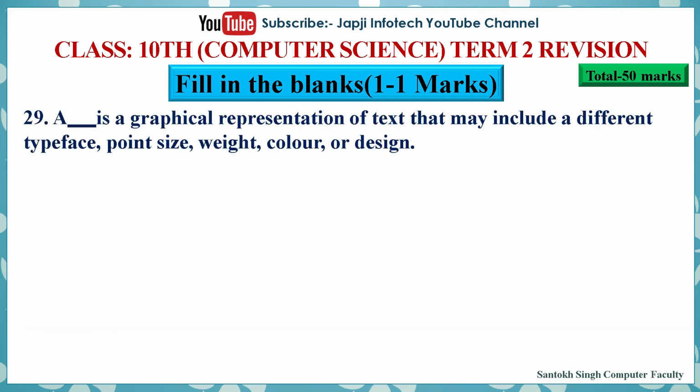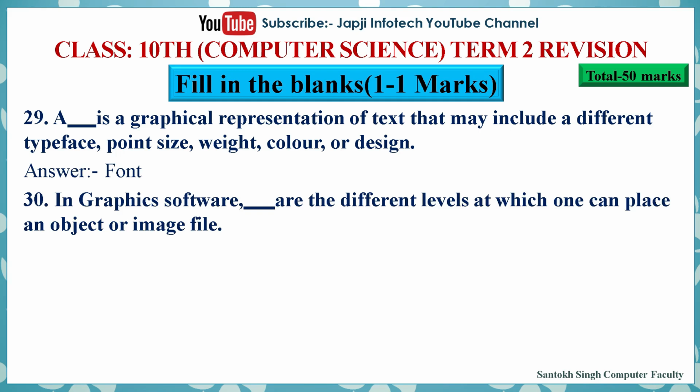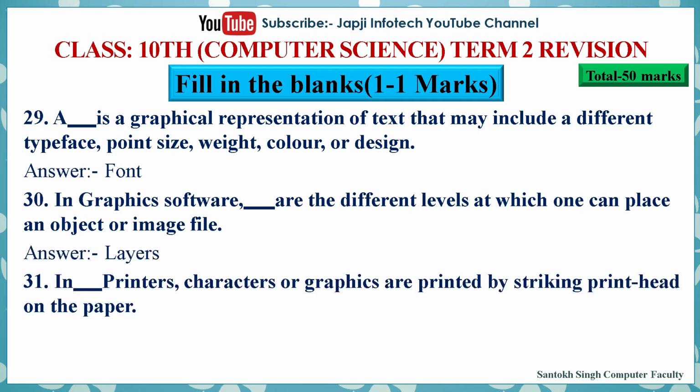And 29th one is a dash is a graphical representation of text that may include a different typeface, point size, weight, color or design. And the right answer is font. And 30th one is in graphic software dash are the different levels at which one can place an object or image file. And the right answer is layers. And 31st one is in dash printer character or graphics are printed by striking print head on the paper. And the right answer is impact printer.